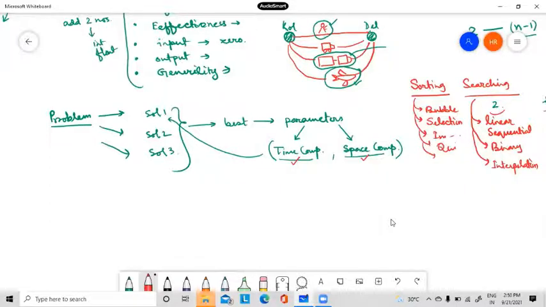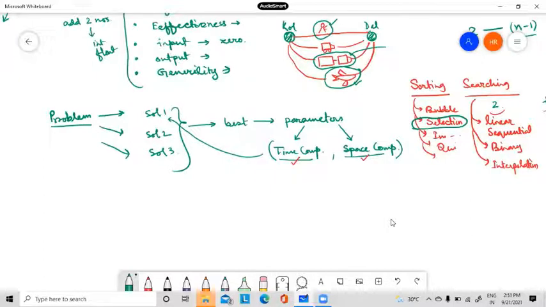But among these sorting, I will show you the most practical one is this one, selection sort. This one is practical, but it is not good with respect to time complexity, but this is a more practical solution. So for a particular problem, there may be different solutions, but we have to understand which one is the best with respect to time complexity or space complexity.